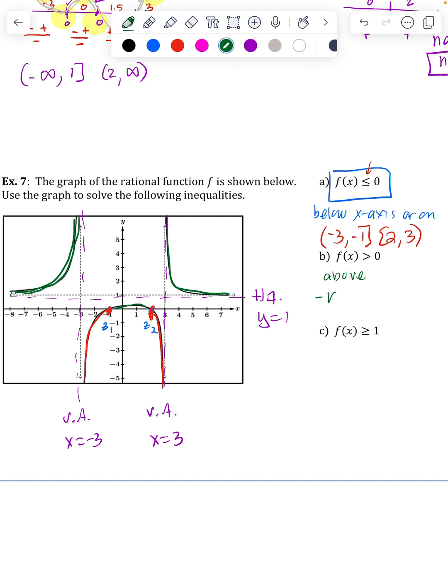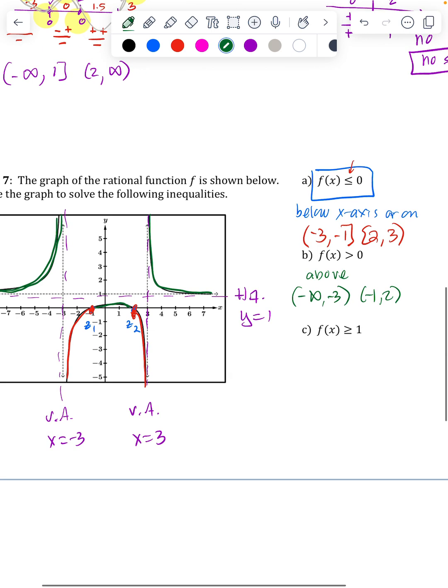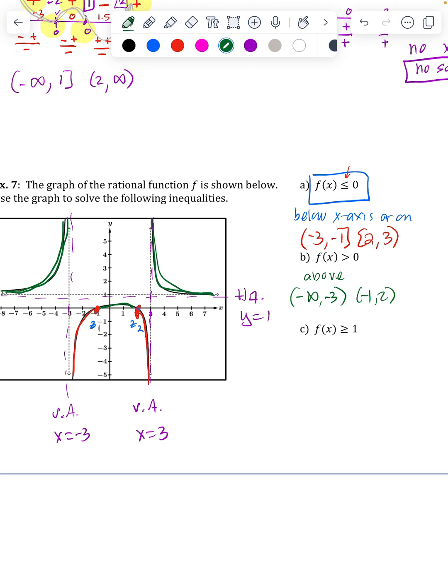So this piece over here on the left, that is forever from the left until you get to the vertical asymptote, which is at -3, but you can't include that. Then this little tiny middle hill goes from -1 to +2 in between the zeros, but you can't include those either because they're equal to 0, and that's not what it's asking for. And then the last branch over here starts again at 3, which is a vertical asymptote, so you can't include it, and then you go out to infinity, which you also can't.